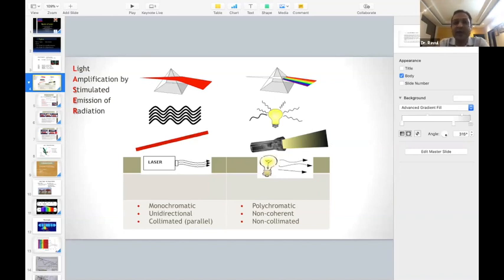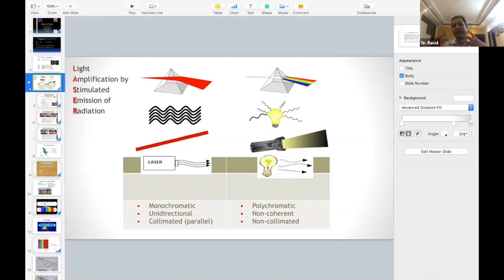Laser stands for light amplification by stimulated emission of radiation. So how is it different from normal light? If you look at the diagrams on the left side, you see it's monochromatic. What that means is, as you know, light goes through a prism and makes a rainbow, but laser has only one color. Second, it's unidirectional, so it will go only in one direction.